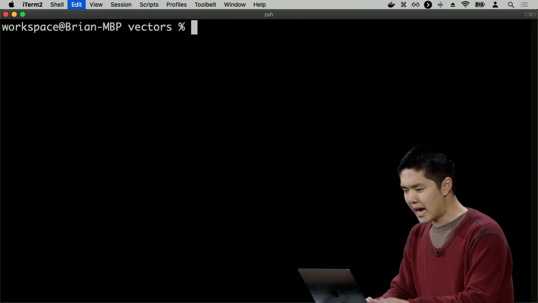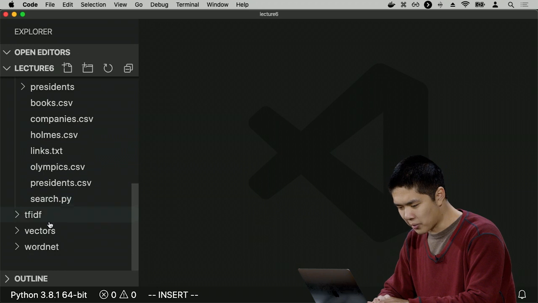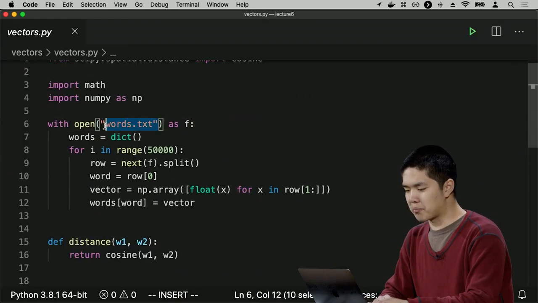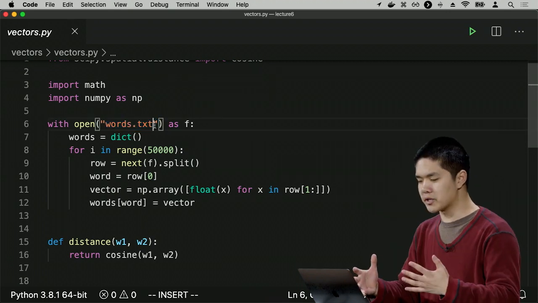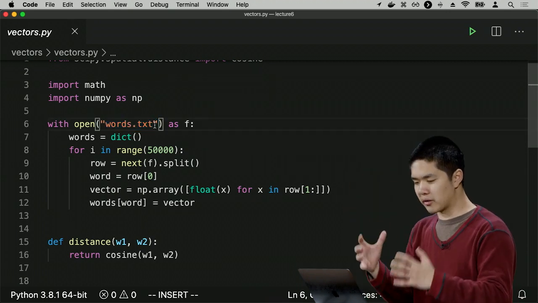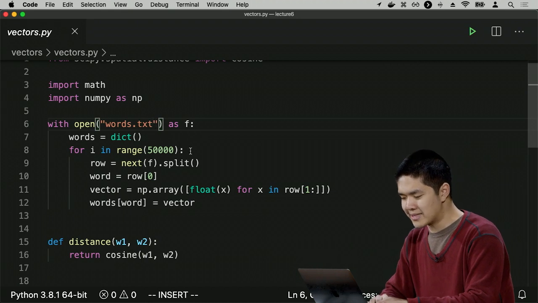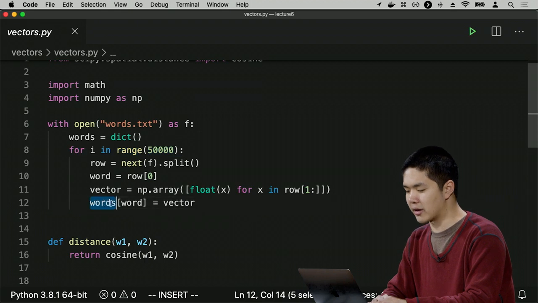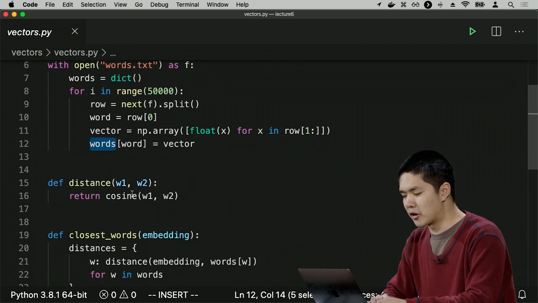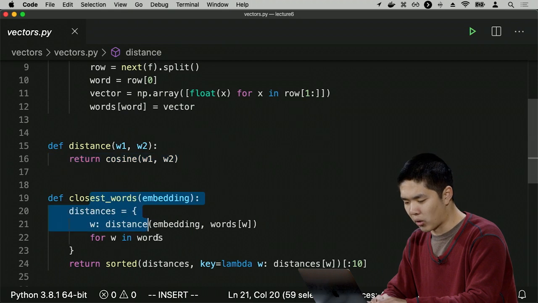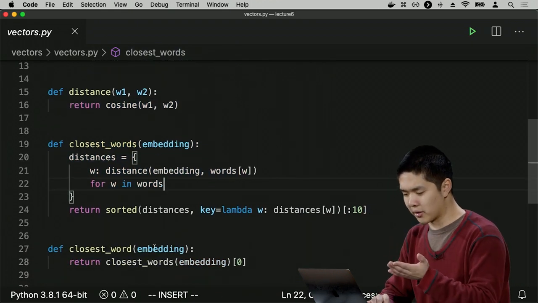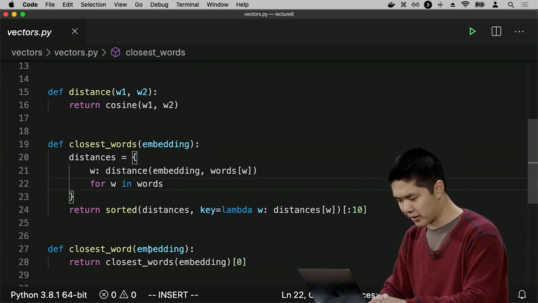So we'll go ahead and go into vectors. And what I have inside of vectors.py, which I'll open up now, is I'm opening up words.txt, which is a pre-trained model. I've already run word2vec, and it's already given me a whole bunch of vectors for each of these possible words. And I'm just going to take like 50,000 of them and save their vectors inside of a dictionary called words. And then I've also defined some functions called distance, closest words that'll get me the closest words to a particular word, and then closest word that just gets me the one closest word, for example.